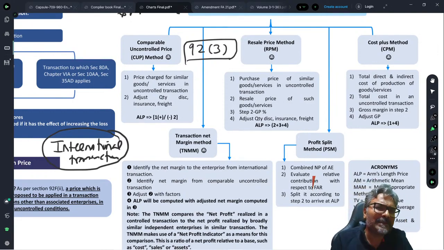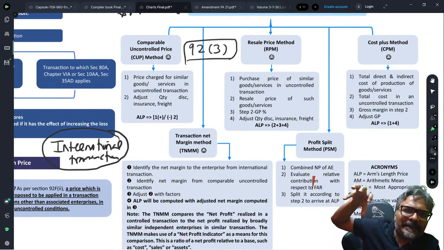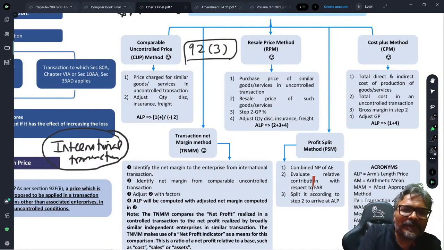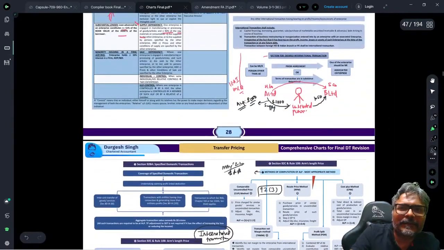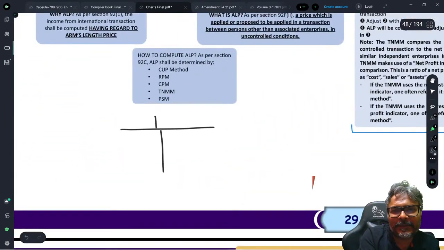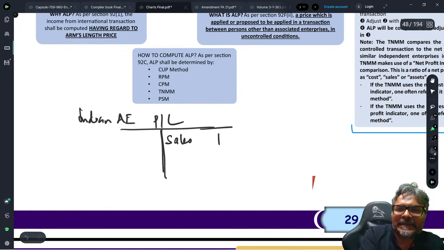But just imagine the same transaction in the Indian A profit and loss account. Students, you are preparing the Indian A profit and loss account. And in the Indian A profit and loss account, this transaction is coming in the sales. This is falling in the sales. Sales is at 100.